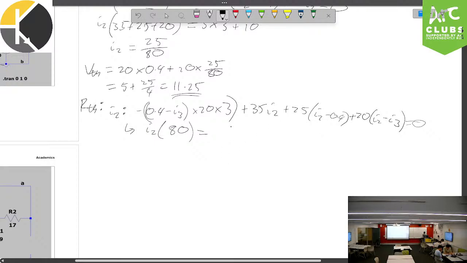Throwing everything else onto the other side is going to give me 10 from this one, plus the I3 in here. Now, using the I3 in there, first of all, I get a 15 from the 0.4, but I get a minus I3 times 60. Alright? And that is a little goofy.